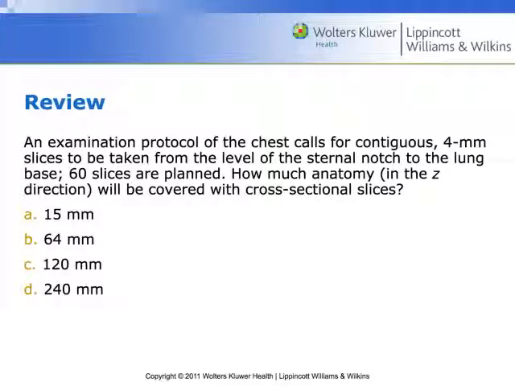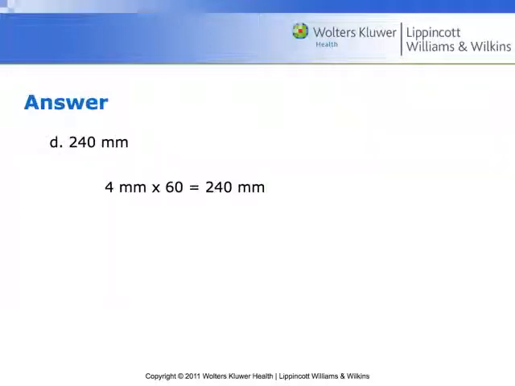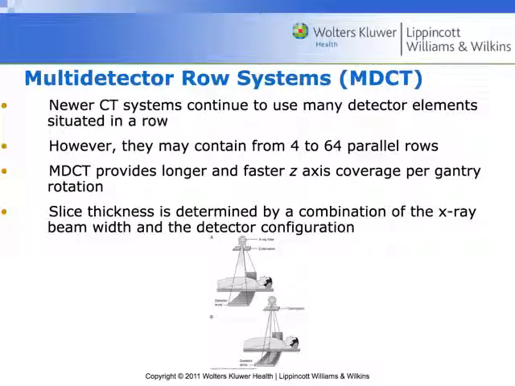240 millimeters. 240, right? Good. The formula is very, very similar for a multi-detector system, only now we have the addition of rows or banks of slices. So with a single detector array, I can only acquire one slice at a time. With the multi-detector, I can acquire upwards of, I think the most current one is 200 something.